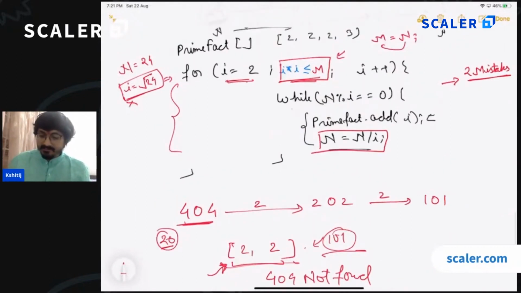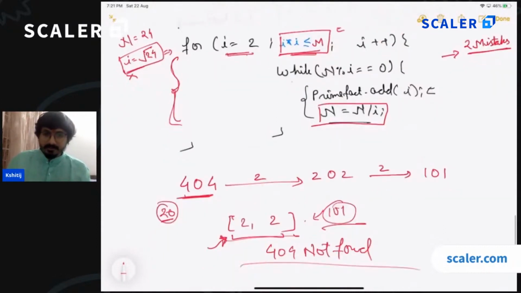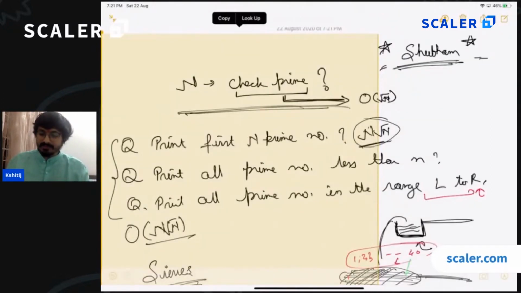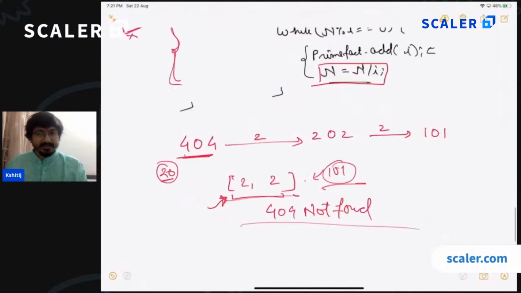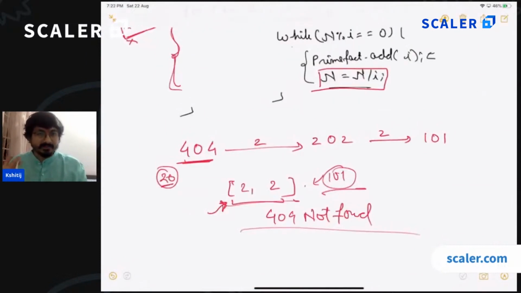Can I say that even after removing all the possible prime factors from that number, if I have got a number which is greater than 1, that number must be a prime number? Can I say this? So to actually fix this code, can I just add another if condition? It says that if this number is still not reduced to 1, that means that this number has to be a prime number. So directly add this remaining number as well.